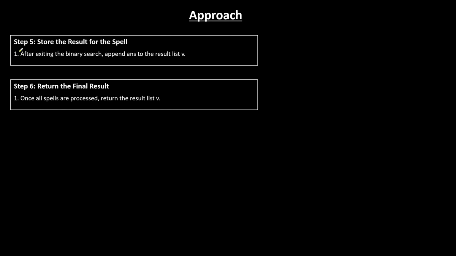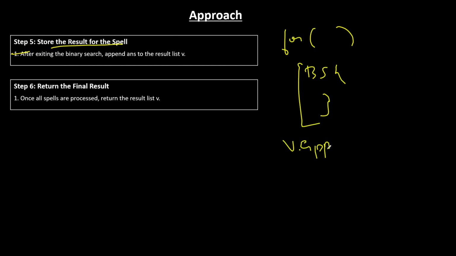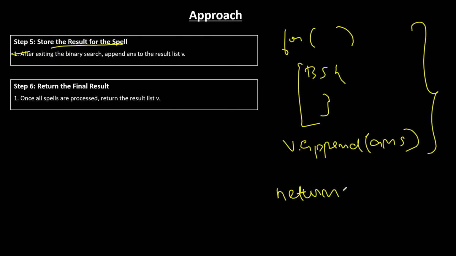Now at step 5, we store the result for this step. After this BS is done, after coming out of the BS, we append the answer variable. Now after this is complete, we just return the list. This is step 6. I hope you understood the approach explanation. Let's move to the next slide.